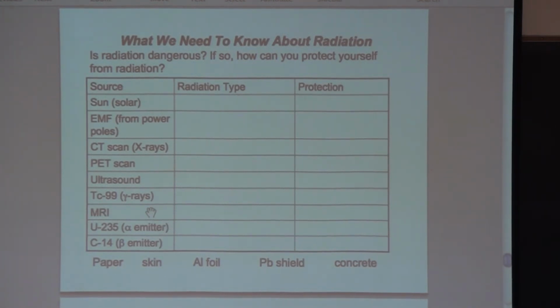MRI, magnetic resonance. What type of radiation is involved in MRI? For MRI, it's actually radio waves. There's a magnetic field, and the transitions which occur are picked up in the radio wave frequency of the electromagnetic spectrum. For radio waves, as long as it's not in the region you can hear, then I guess you're okay.